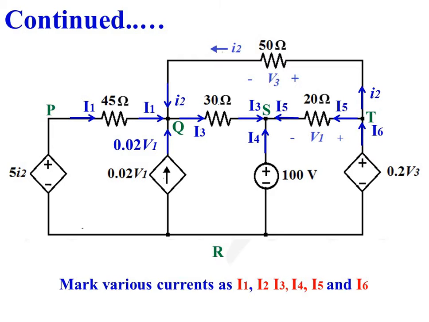Look at this network carefully. Here, nodal voltages for node P, S and T are given. The only unknown nodal voltage is VQ. So we have to apply KCL at node Q.